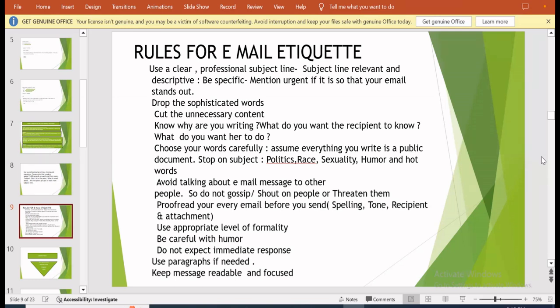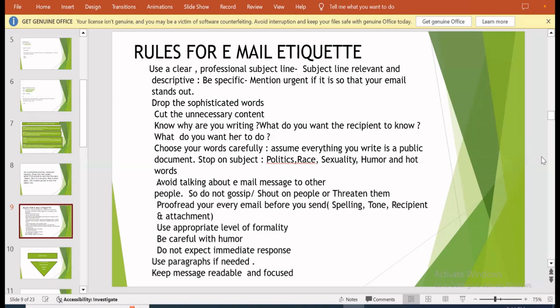Choose your words carefully. Your words should be relevant, logical, and proper, and you should not use irrelevant matters such as politics, race, sexuality, humor, or whatever. This has no relevancy and no place. So choose your words properly. Avoid talking about the email message to other people. Do not do any kind of gossip. Before sending the mail, please check the spelling, tone, and attachment.